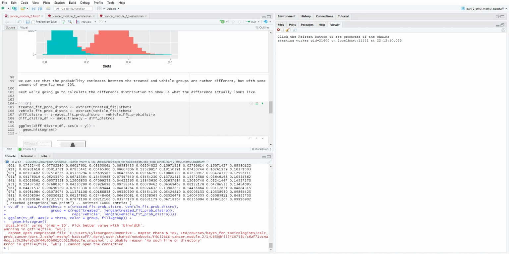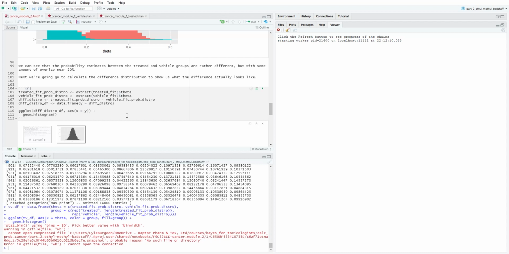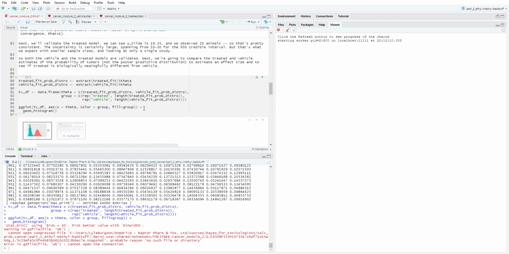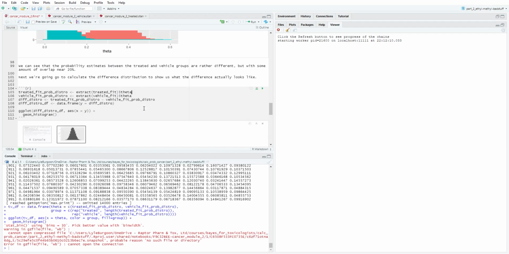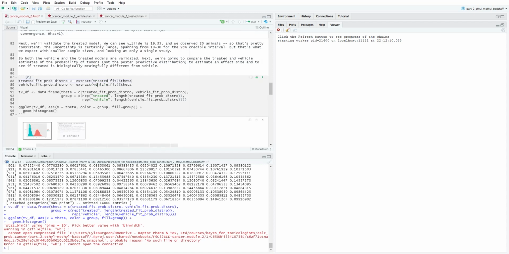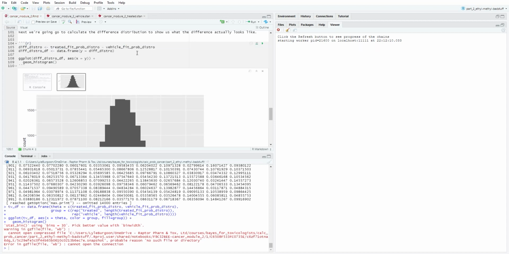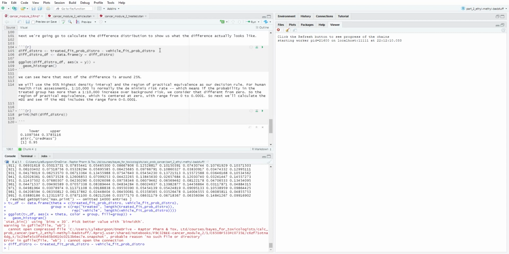So what we're going to do next is we're going to test this hypothesis. We're going to run this code. So again, this is me being lazy. I already have treated fit prob distro, right? I made it up here in 88. I already have this one too. I made it up there at 89. You know what I can do? I can just get rid of these. Just like that. Because I don't need them here. They're already in memory. And I can just run this line right here.